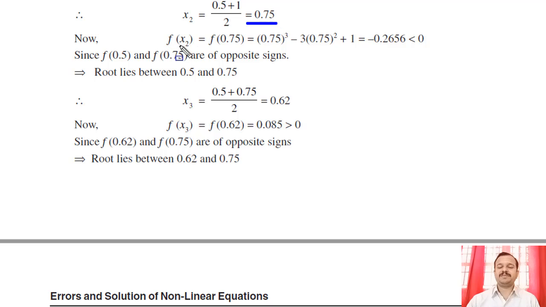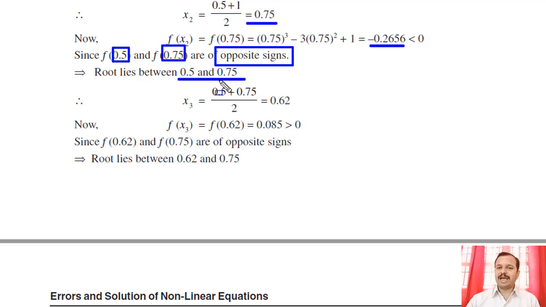It is minus. So when it is minus, we observed in the previous case that f at 0.5 was positive, and now f at 0.75 is negative. Therefore, f at 0.5 and f at 0.75 are of opposite signs. When they are of opposite signs, we say that the root exists in between 0.5 and 0.75. That's what I wrote over here. The root lies in between 0.5 and 0.75.